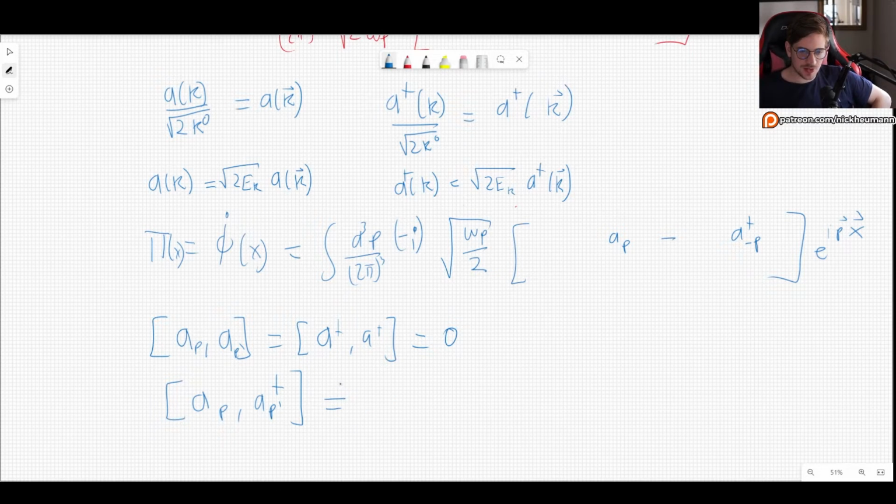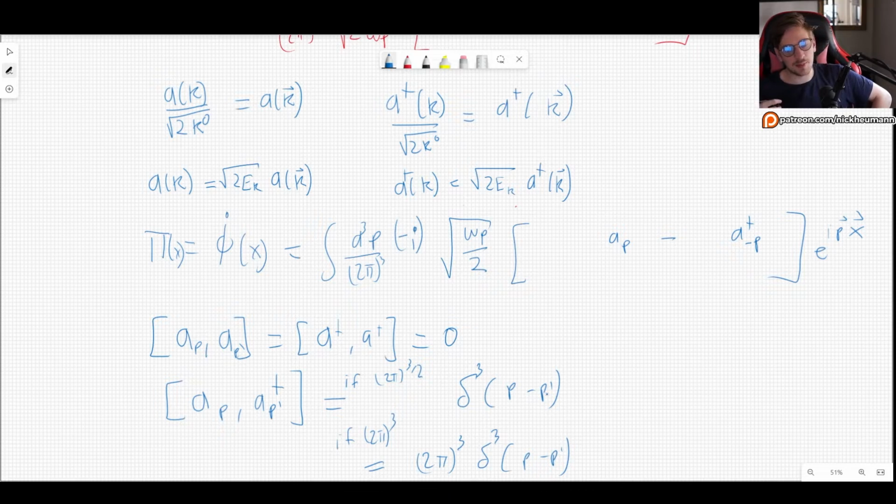If you had 2 pi to the 3/2, then this is simply the Dirac delta cubed of p minus p prime. But if you used 2 pi cubed, then this is going to be 2 pi cubed times the Dirac delta cubed of p minus p prime. So this is 1 if p and p prime are the same, and 0 if they are not the same. Okay, so that's the new commutation relations that we have for the ladder operators, which is just an extension of what we had before.